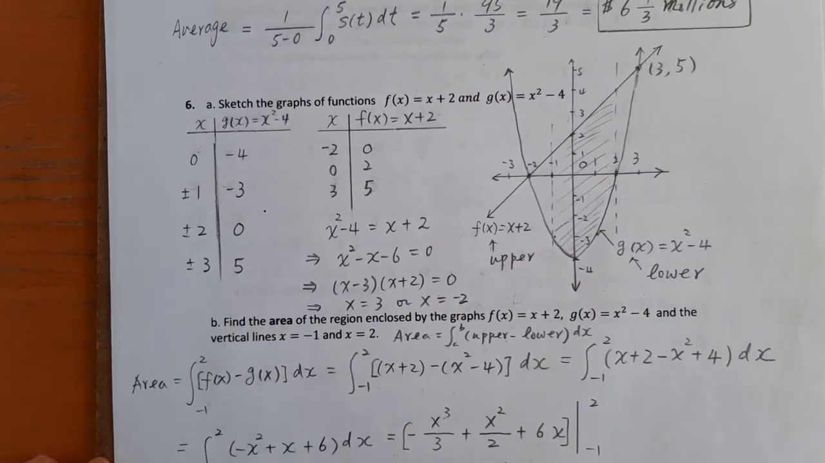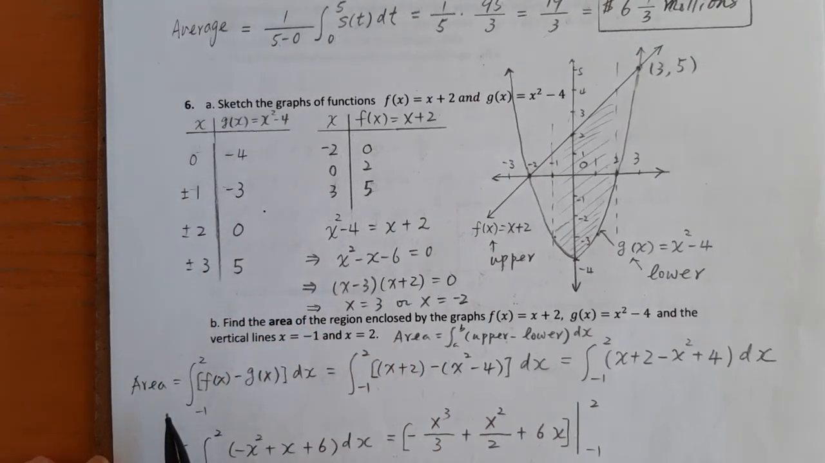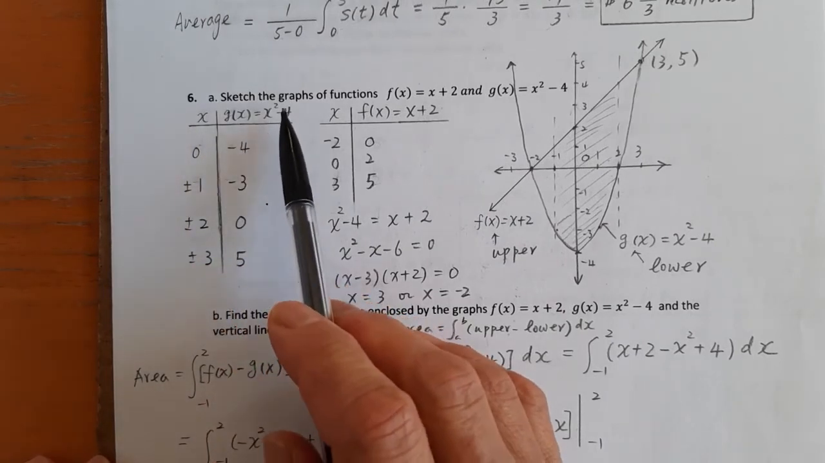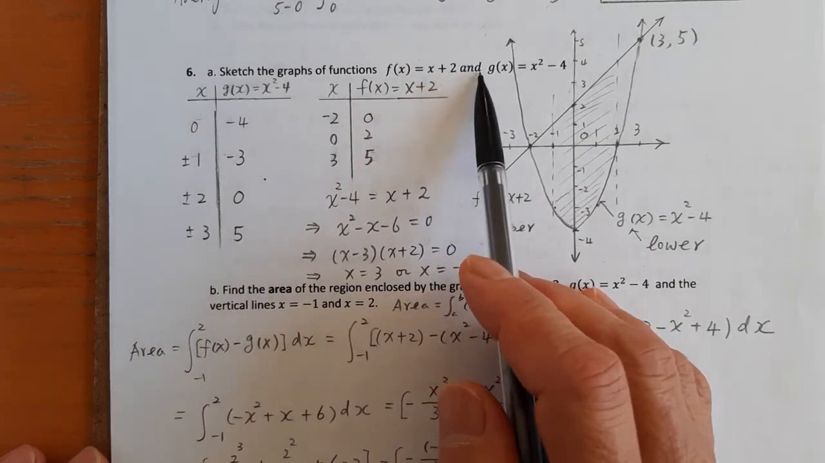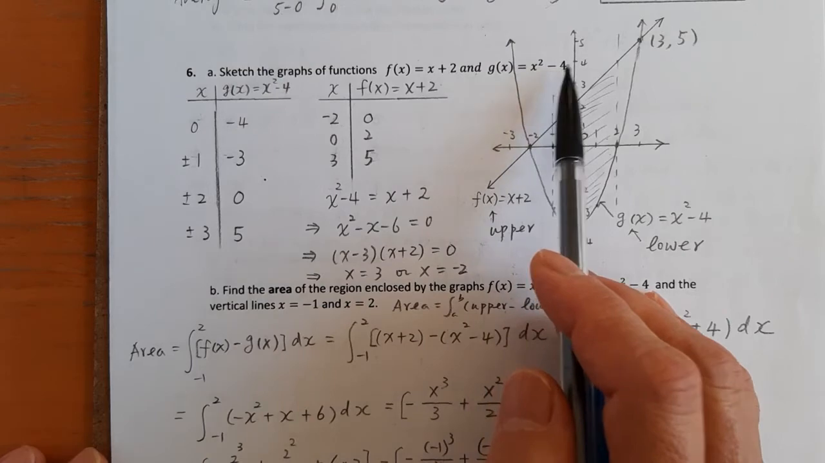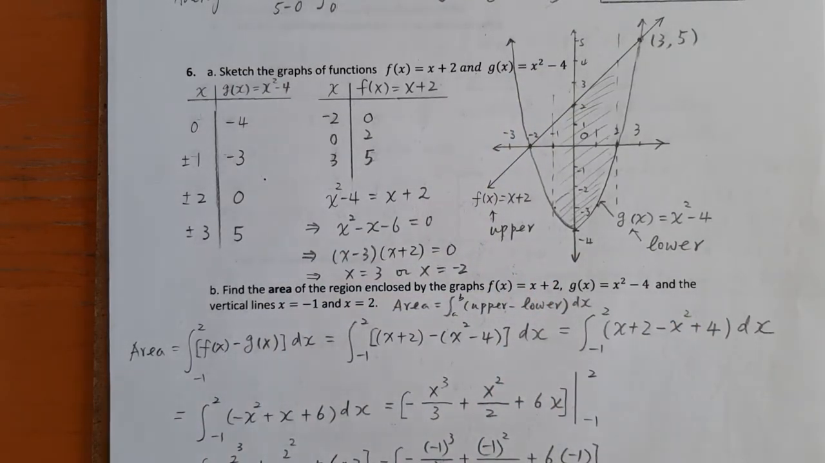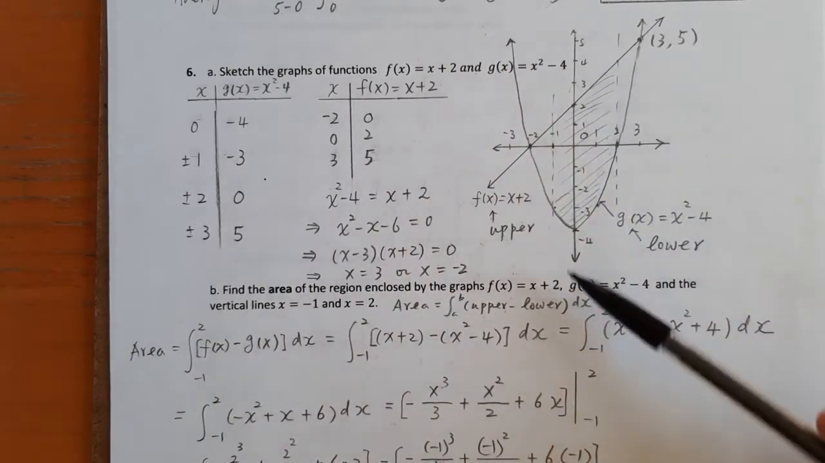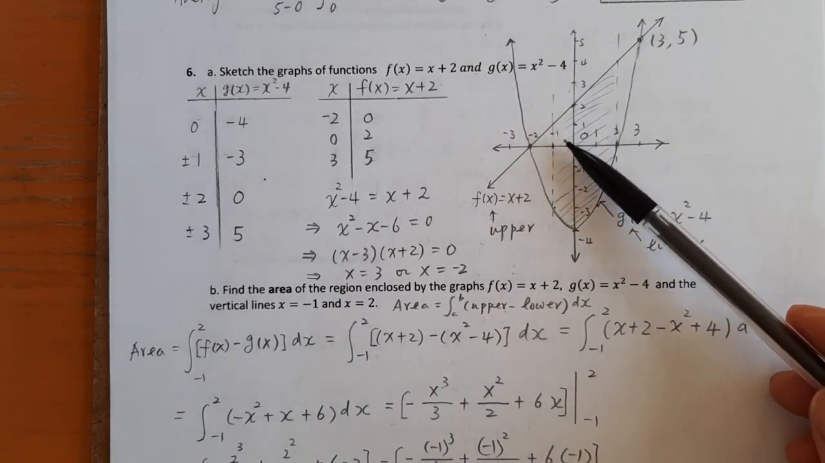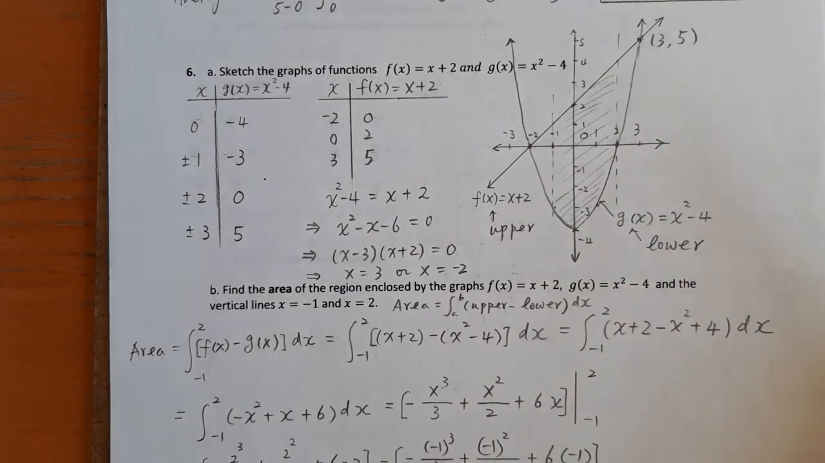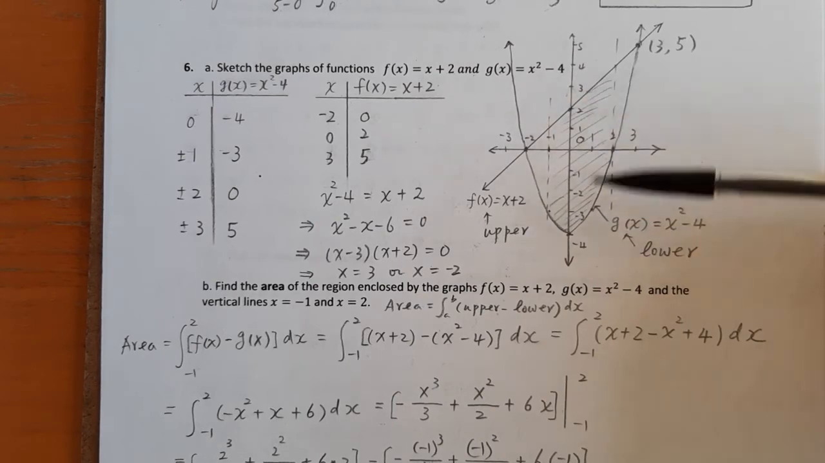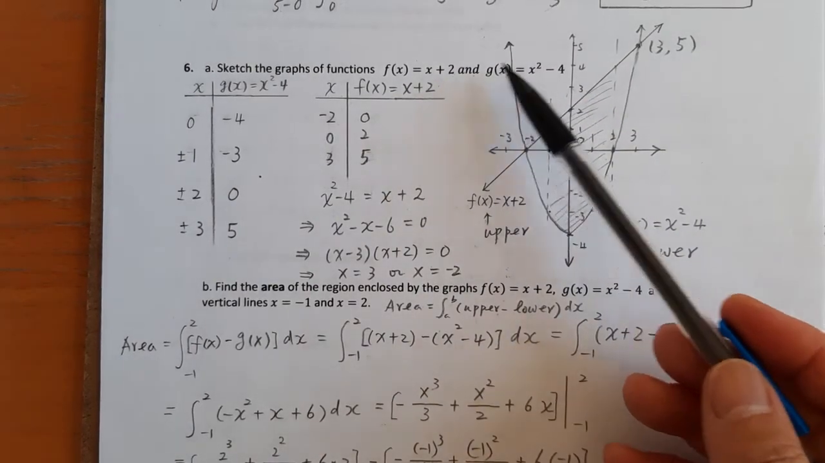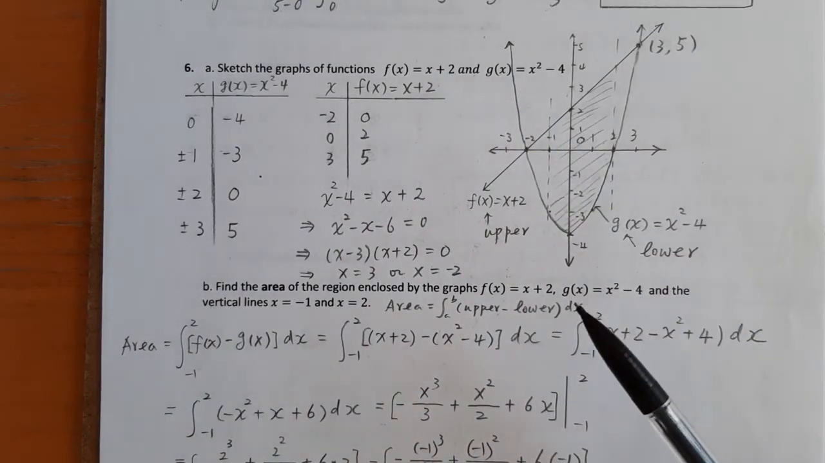Then question 6. Sketch A. Sketch the graphs of functions f of x equals x plus 2 and g of x equals x squared minus 4. Draw the graph. Because we are going to find the area between two curves. So first of all, we have to draw the graph in order to know which one is the upper one, which one is the lower one. Because the area between two curves is going to be the two functions' subtraction. So we have to know which function subtracts which function. So first of all, we have to draw it.